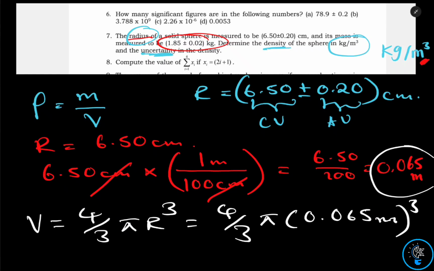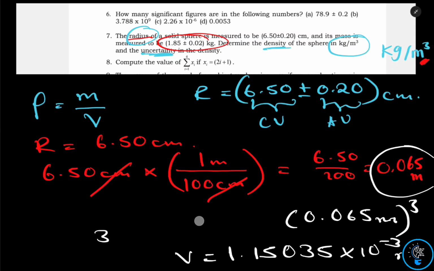Let's punch that into our calculator. We are saying 4/3 multiplied by pi multiplied by 0.065 to the power 3. We are getting a value of 1.15035 times 10 to the power negative 3. Units, it's meter cubed. Okay, so that's our volume.